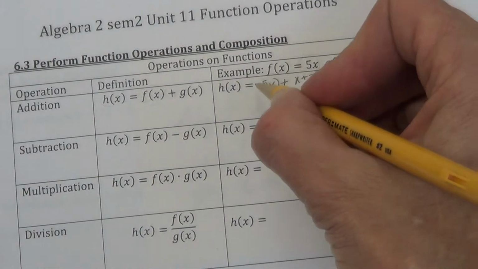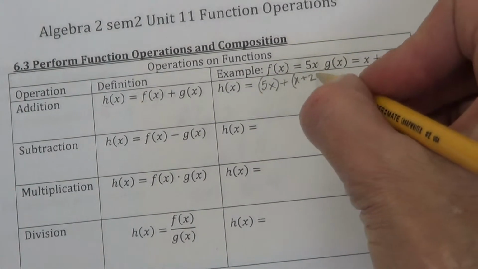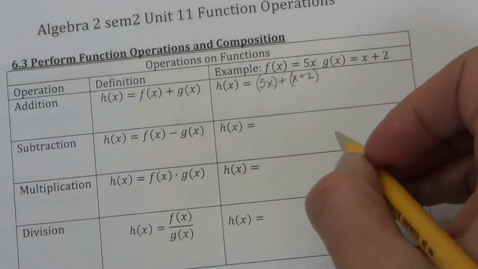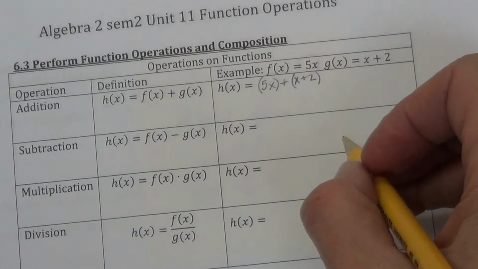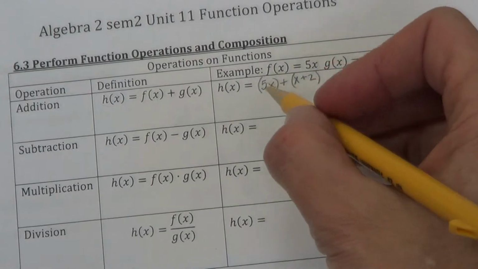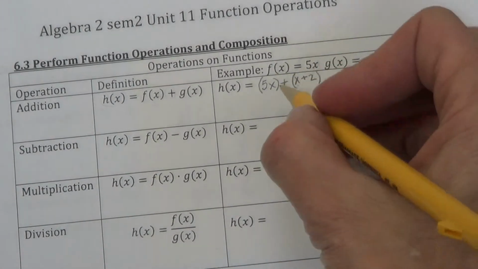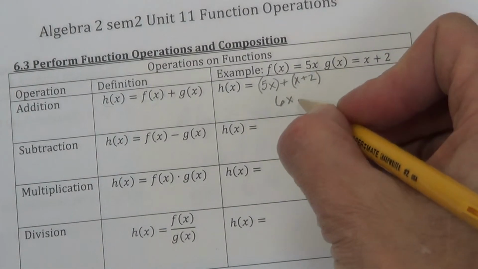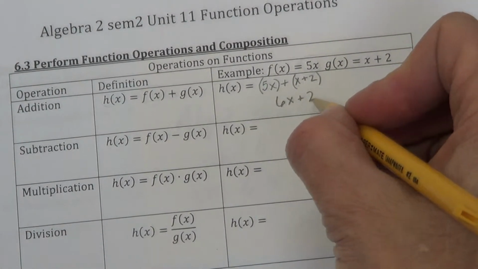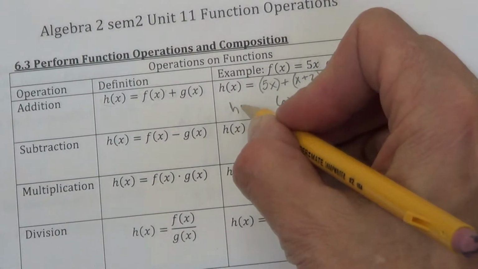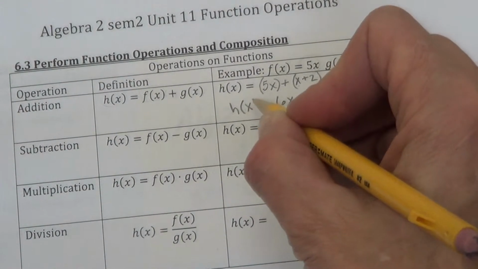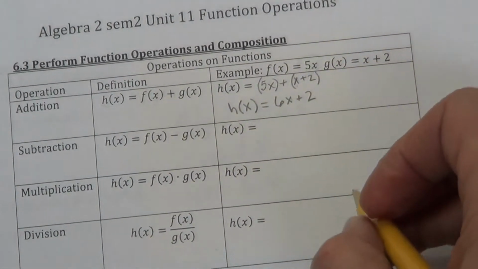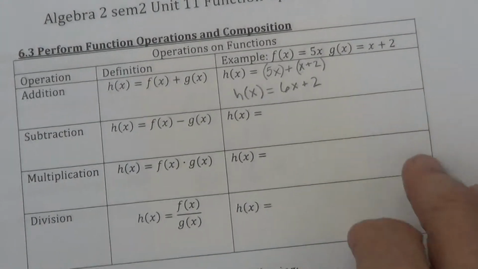So this is our f of x, and this is our g of x. Not that you need parentheses around them, it doesn't change values at all. We have 5x plus x would be 6x, and then we have a 2 there. So h of x, when we have combined those two functions, equals 6x plus 2.